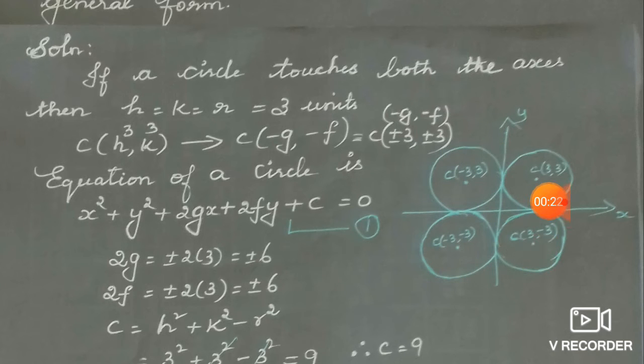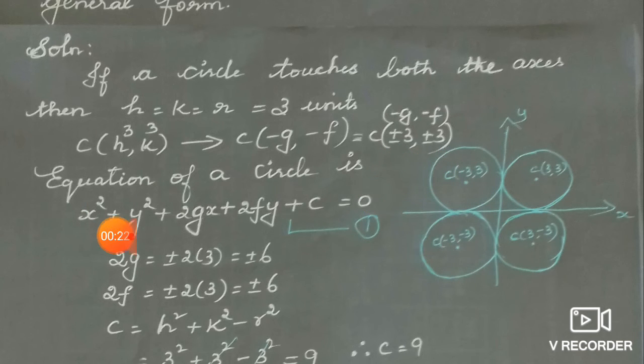The points will be positive, positive in the first; minus, plus in the second; minus, minus in the third; and plus, minus in the fourth. The center is h, k, as you know, and also the center is minus g, minus f. Since all are equal, we can take plus or minus 3 and plus or minus 3, because according to the quadrant it varies.